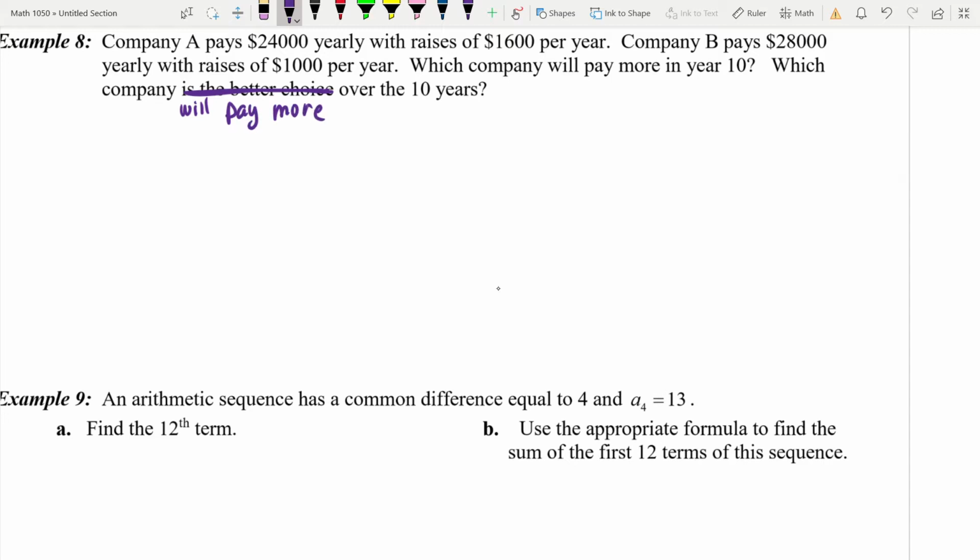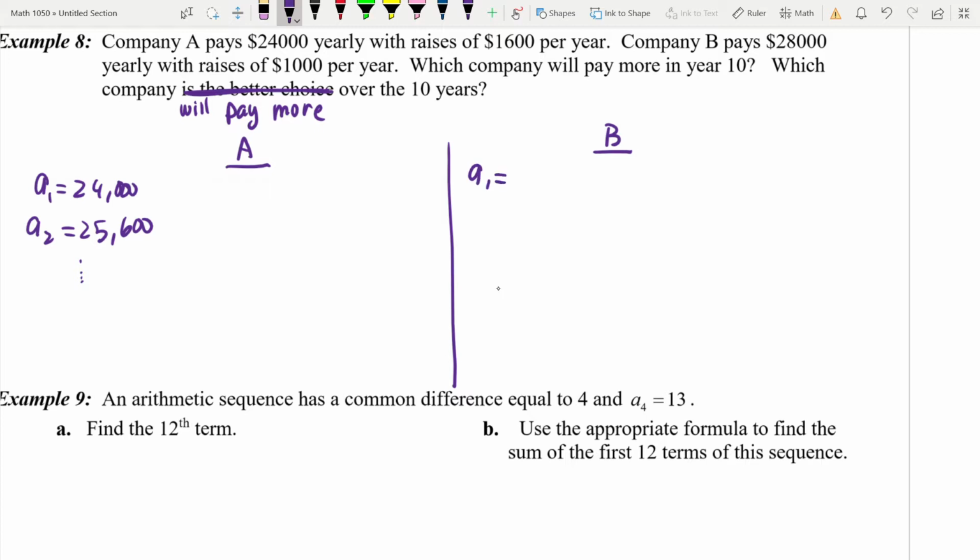Draw a line right there. Be very organized. We're going to say Company A, Company B. Company A starts with 24,000, so everybody say A sub 1 is 24,000. Then you get a $1,600 raise, so that'd be 25,600, and so on. Obviously, it's arithmetic, you keep adding the same thing. Over here, you start with 28,000, and then you get a $1,000 raise, so it's going to be 29,000, 30,000, and so on.